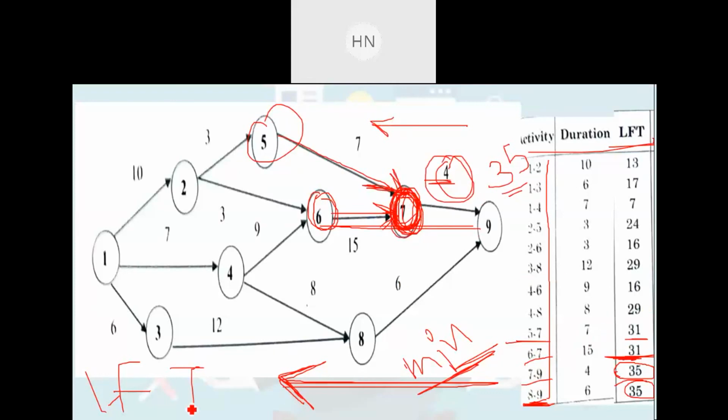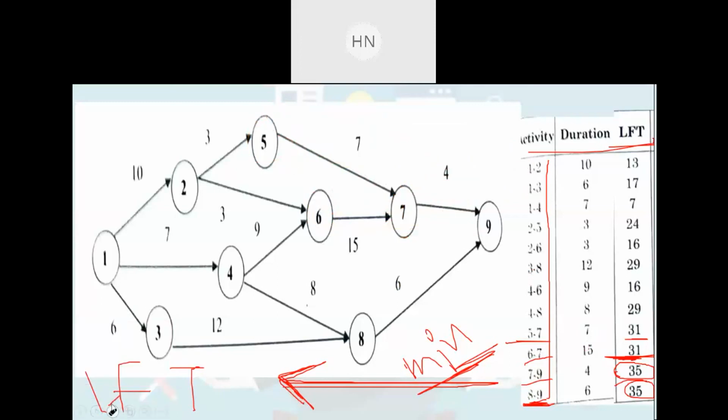After that, which activity is there? Let me write here 35, right. Then here, the first thing you need to remember is that you need to go from bottom to top, right. When you are finding the latest finish time, you need to go from bottom to top, right.